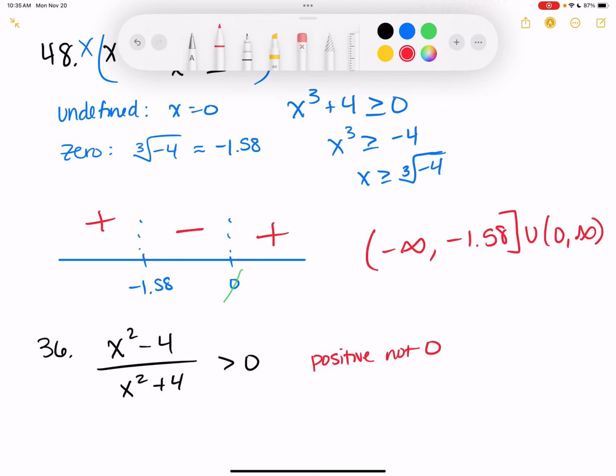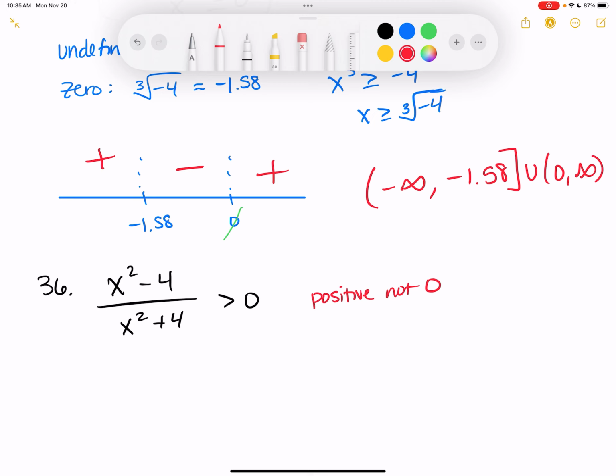Now, what values give me a 0 of this? X equals 2, x equals negative 2, because this factors into x plus 2 times x minus 2 on top. Now, where is it undefined? Nowhere. Why? Because on the bottom, it's a squared x term, which can only make it positive, and you're adding to it, so it can't become 0.